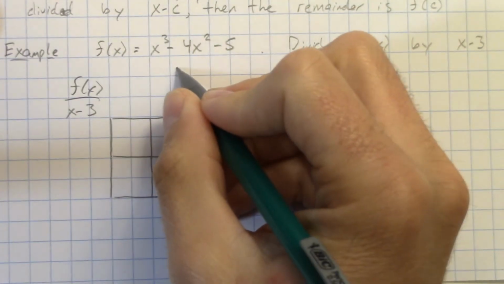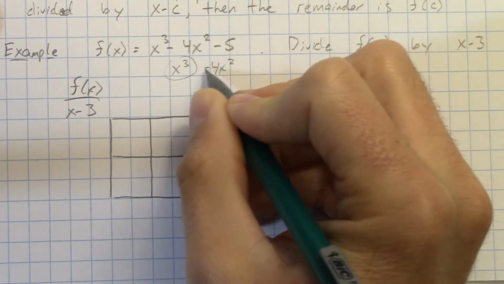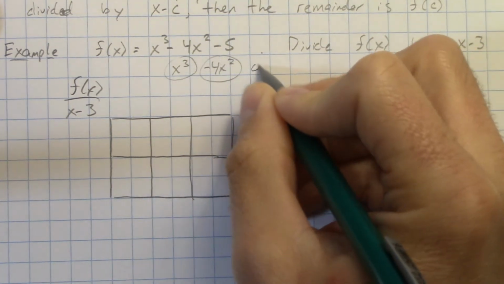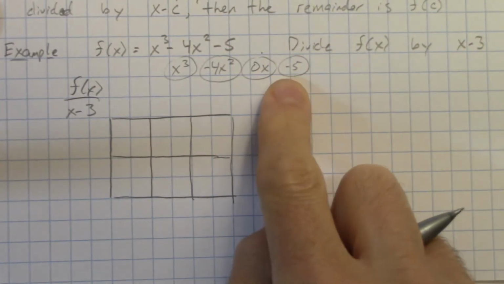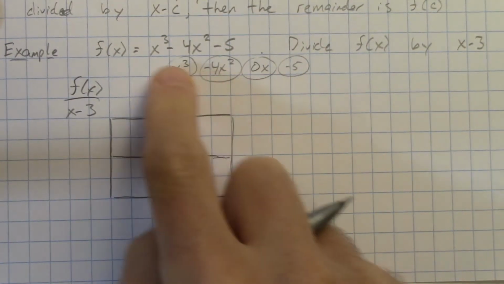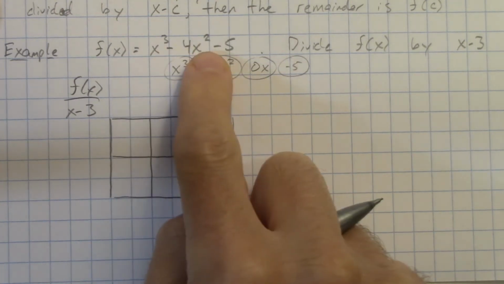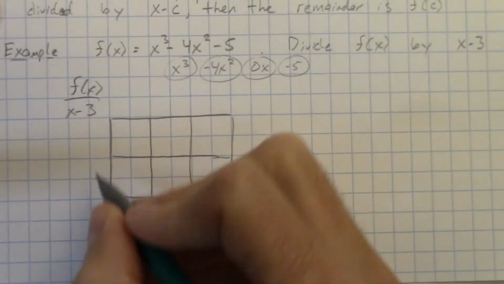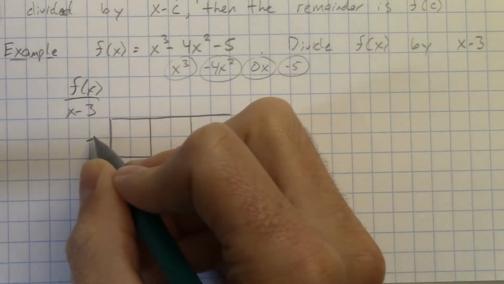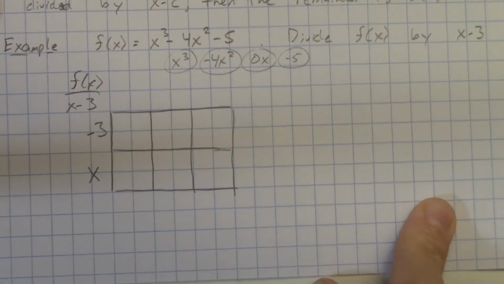So let's just write this out. X to the third, I'm going to circle that, minus 4x squared. I just don't want to forget any terms. How many x terms do I have? 0x. And how many plain number constant terms do I have? 1. So there's actually 4 terms, even though one of them is just the 0x. It's not written there, but it might pop up, so I want to keep track of that. Now I'm dividing by x minus 3. That's the factor I'm dividing by. We're going to essentially see if it is a factor.